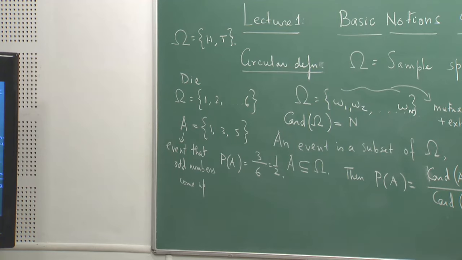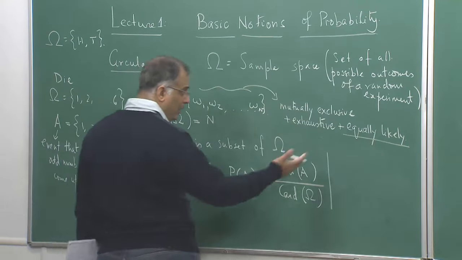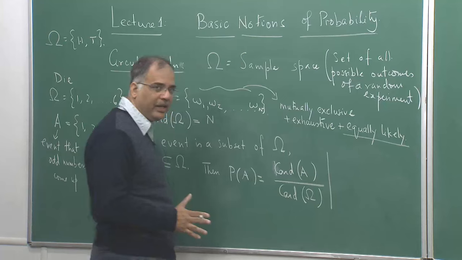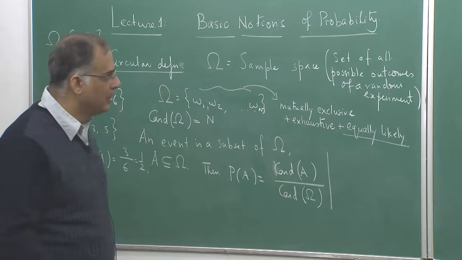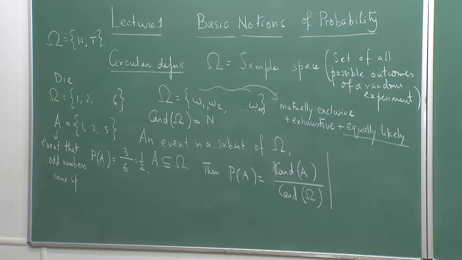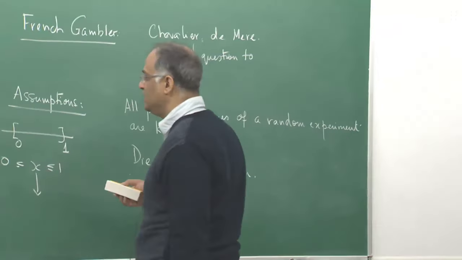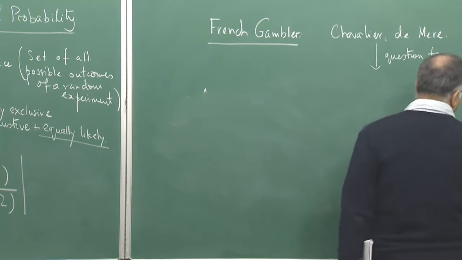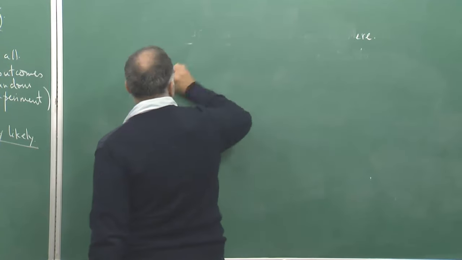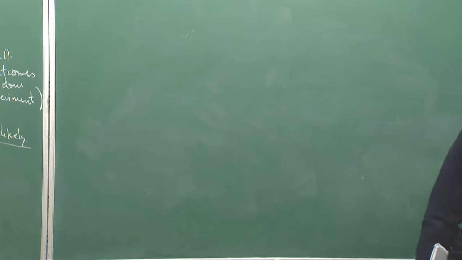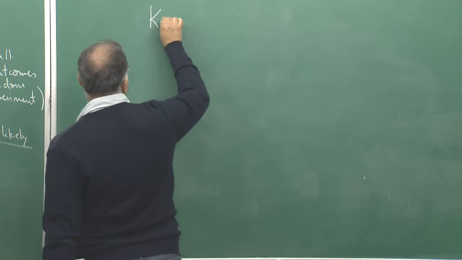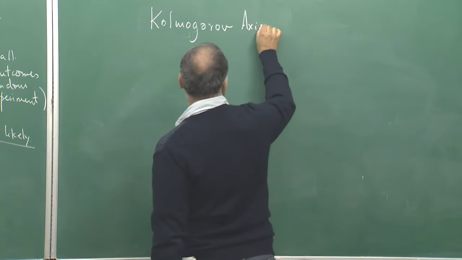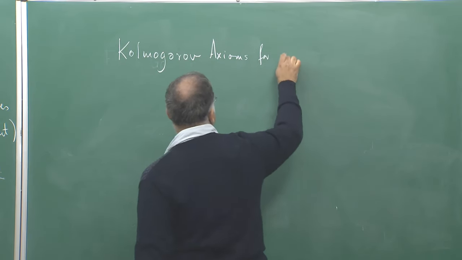So this definition cannot be taken as a standard definition because it has a circularity, as it assumes the notion of probability within its description, and also it cannot handle infinite sample spaces. So we have to go to an axiomatic formalism, which was given by Kolmogorov in the 1940s. Kolmogorov was one of the greatest Russian mathematicians of all time, or rather one of the greatest mathematicians ever in this world. So let us write down the Kolmogorov axioms for probability.